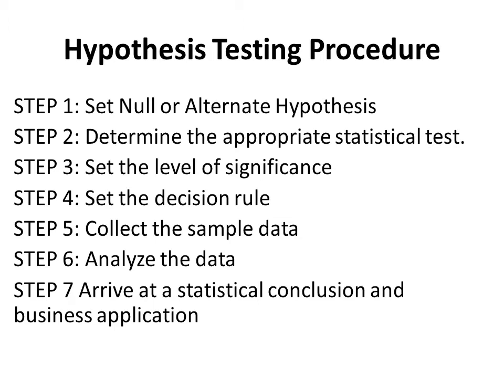Step 1 is to set null and alternate hypothesis. This is the very important step to frame your null and alternate hypothesis. For doing this, one must be very much clear about the objectives, what he wants to do in the research. Second step is to determine the appropriate statistical test. This is another important step in determining how we can accept and reject the null hypothesis. Third step is to set the level of significance.